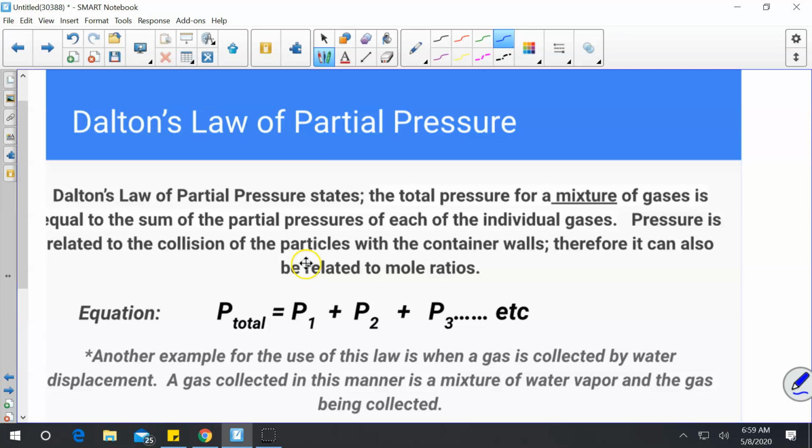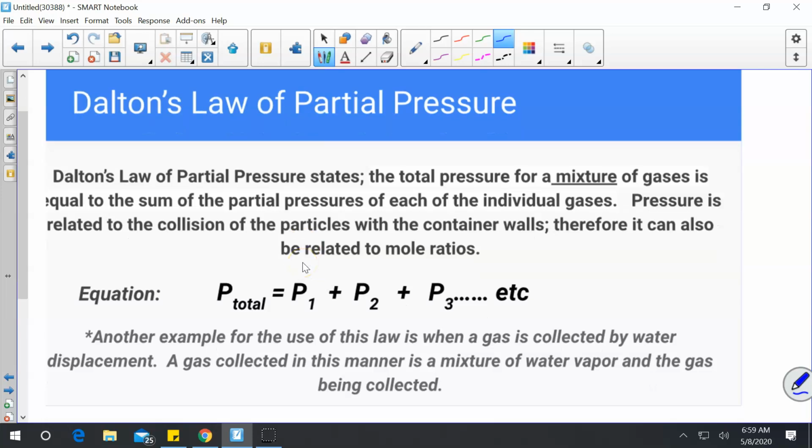Now, this one had to do with Dalton's law of partial pressures. This wasn't working with 2 variables. It was just working with 1 variable, and it was with pressure. And it also has to deal with a mixture of gases.